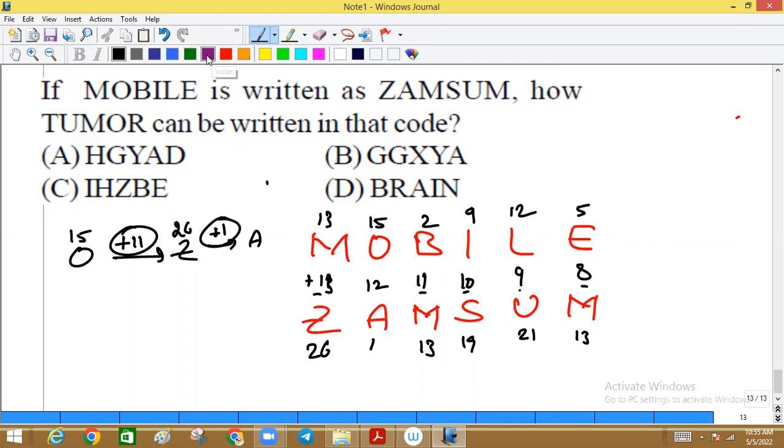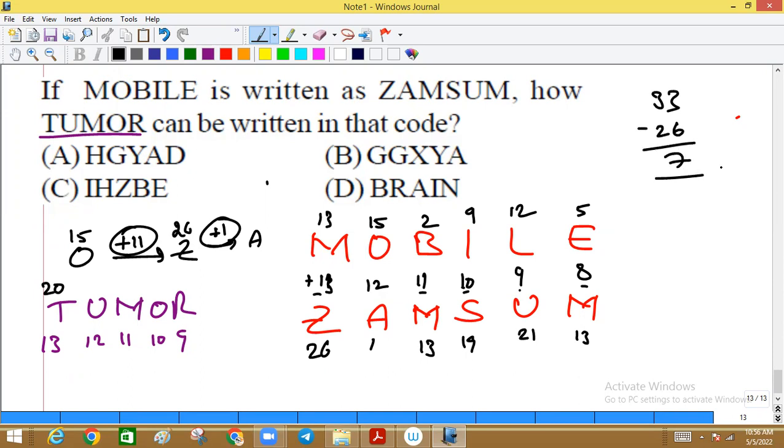Now we try to apply the same and get the answer. For example, he's asking for TUMOR. How much do we have to add for T? 13, 12, 11, 10, 9. Right? So what is T? 20. We have to add 13. If I add 13, total how much? 33. Yes or no? 20 plus 13 is 33. But how many letters are there in the alphabet? 26. So minus 26, so 7. It means out of 33, we completed one circle of 26 and again we are moving by 7 positions.